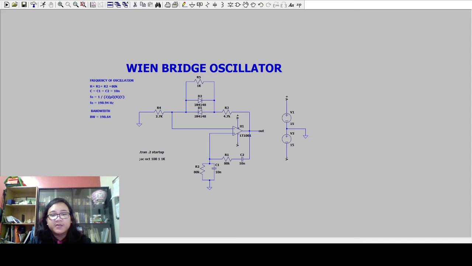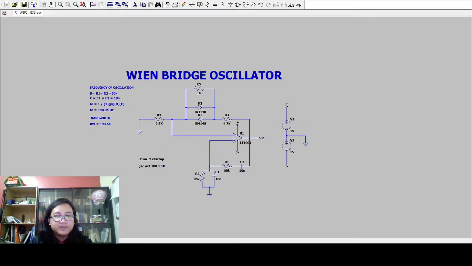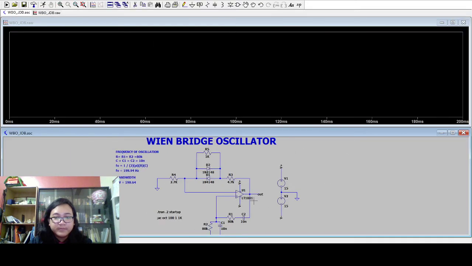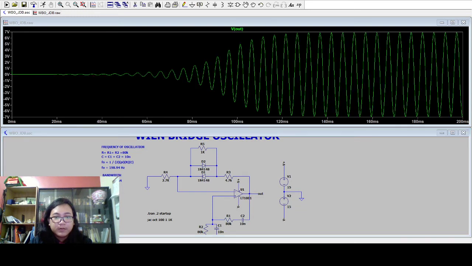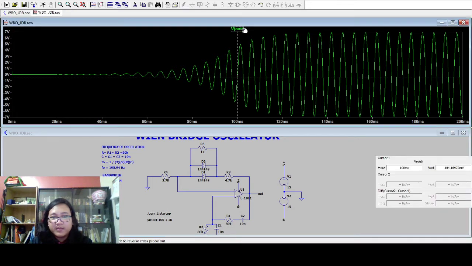Further in this video, I would show what happens if D1 and D2 are removed. For now, I would simulate the frequency of oscillation here. As you can see here, the amplitude is constantly increasing and at some point of time is now at its maximum amplitude, which is where we're gonna get its frequency.